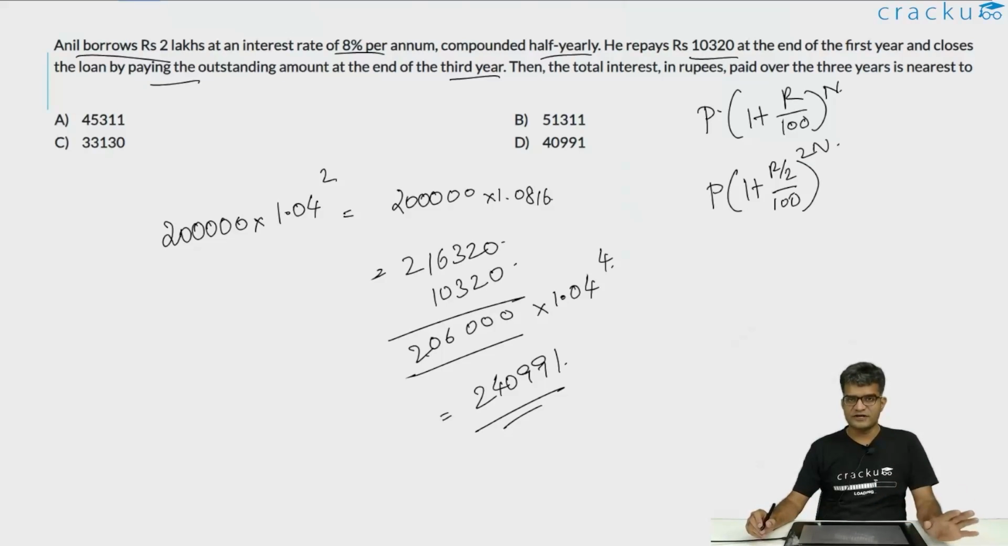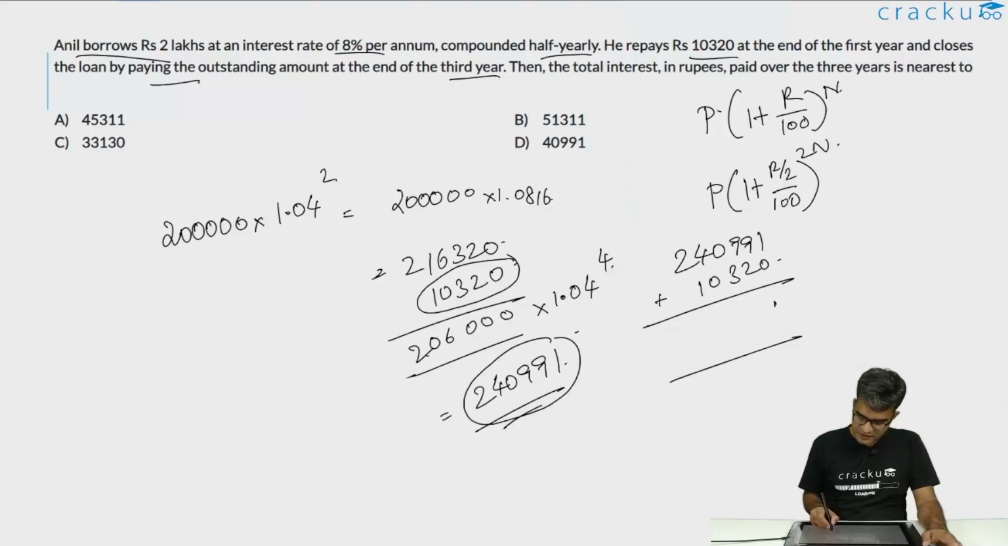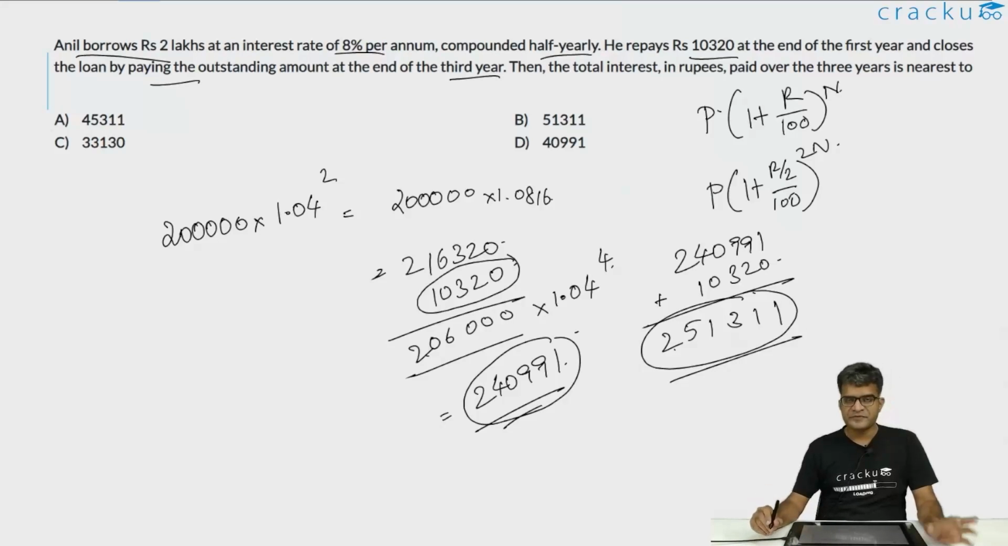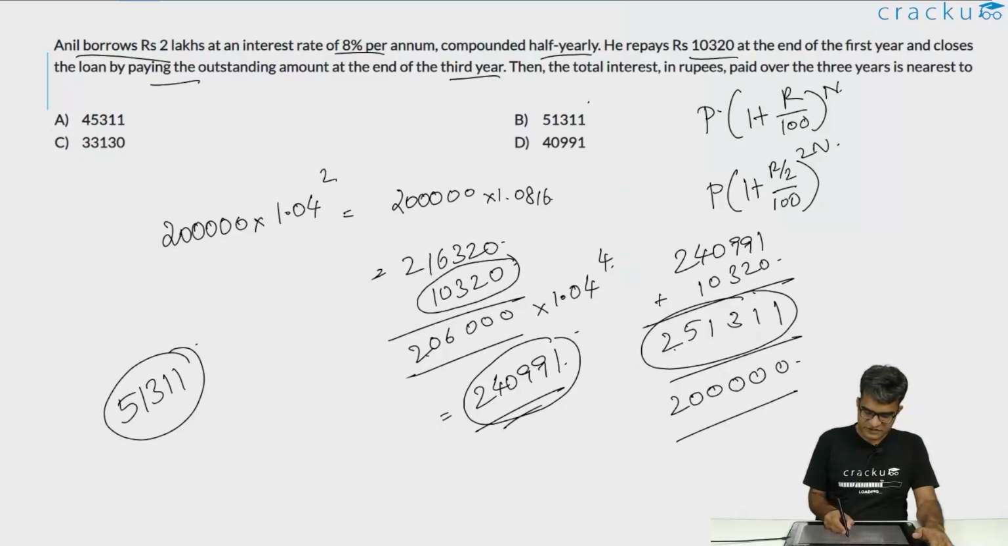So what is the total amount he repays? He repays this at the end of the 3rd year, and in the middle, at the end of the 1st year, he repays 10,320. So the total amount he repays will be 2,40,991 plus 10,320, which is equal to 2,51,311. What is the total amount that he borrowed? The total amount he borrowed is 2 lakhs. So what is the interest that he repaid? The interest he repaid is 51,311, which is option B.